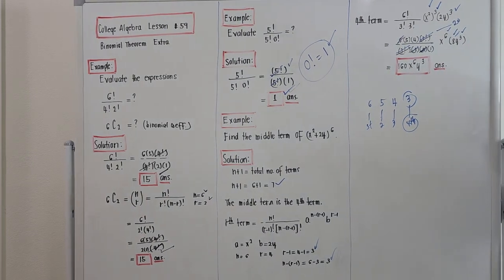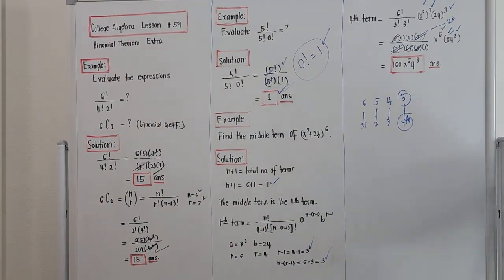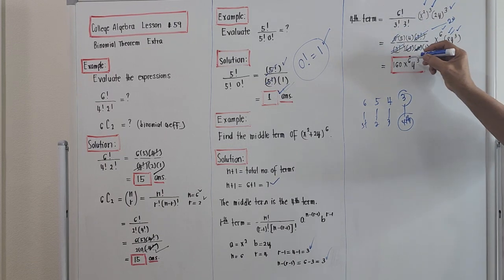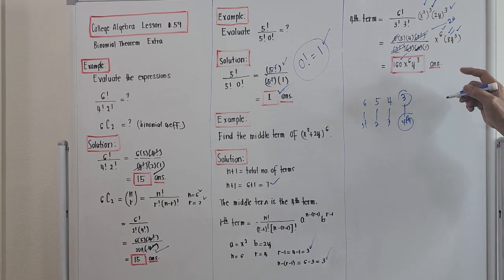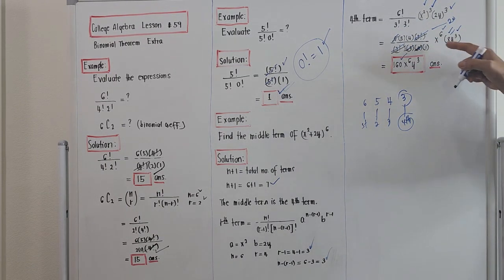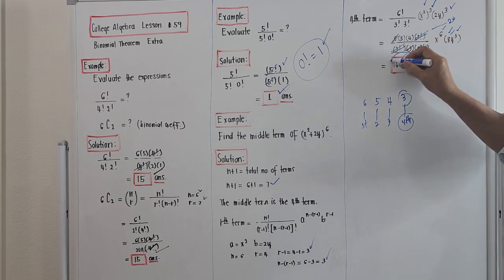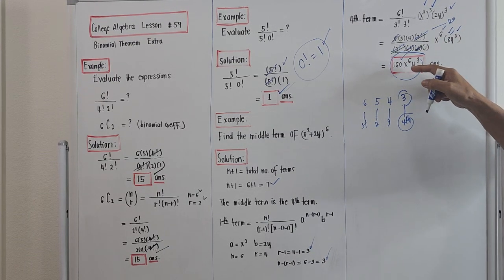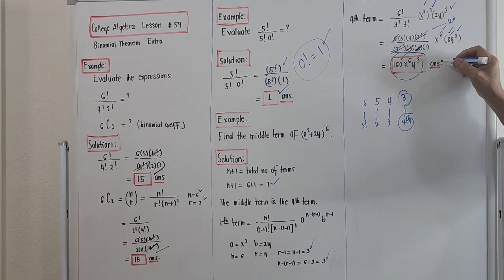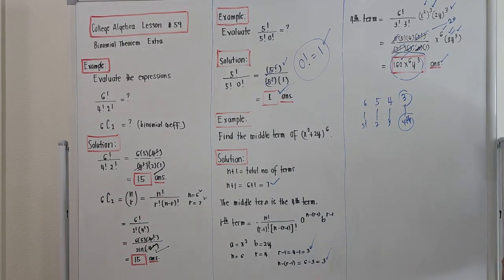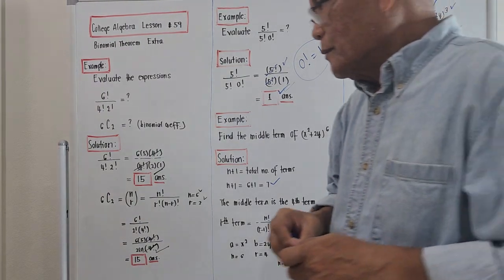Okay. 8 times 20, and that will be 160. The first term will be x to the 6th power now, and the second term will be y cubed. So the final answer will be 160 x to the 6th y cubed. Final answer. Okay, as simple as that one.